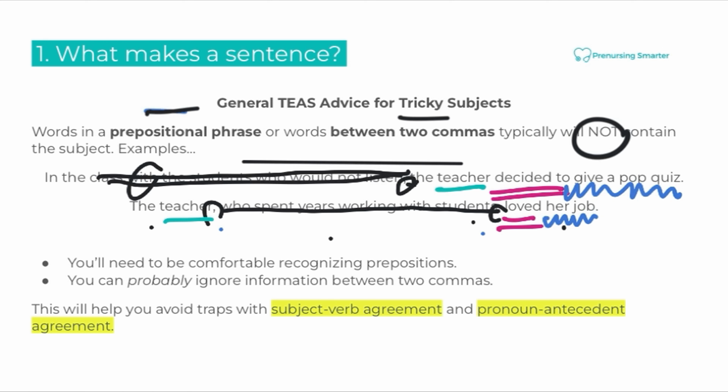You'll need to be comfortable recognizing prepositions, and you can probably ignore information between two commas. Keep practicing with this, and we're going to keep doing examples. And I have so many practice questions to help you with this as well. But keep this idea of prepositions and information between two commas as being extra and not grammatically necessary. This is also going to help you avoid traps with subject-verb agreement and pronoun antecedent agreement.